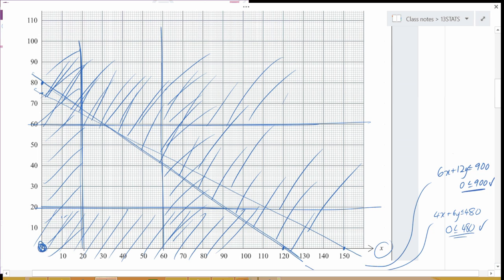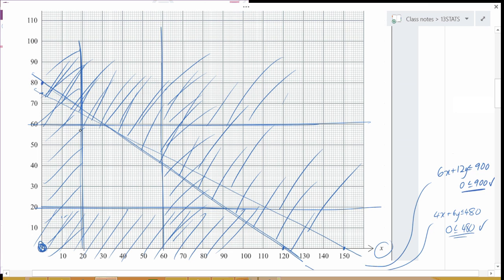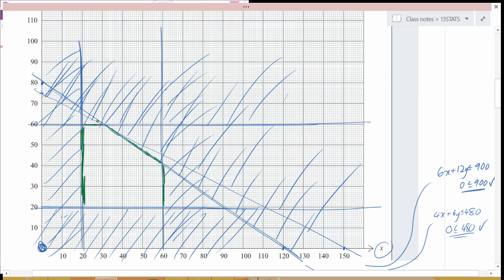Okay, so we're left with this region, and one thing I've noticed some of you do is you colour in that region so that you can clearly see it. You're welcome to do that, just make sure it doesn't make your graph too messy, but it can help you highlight your region there.